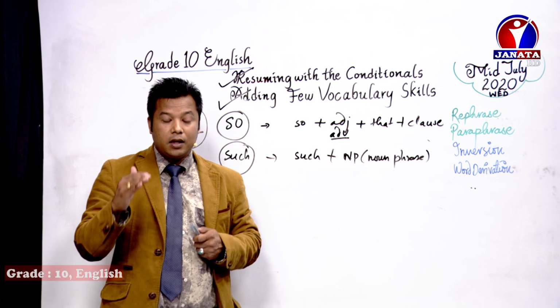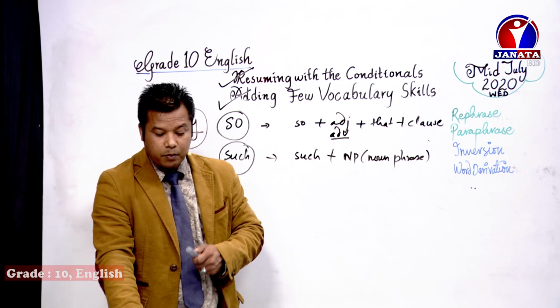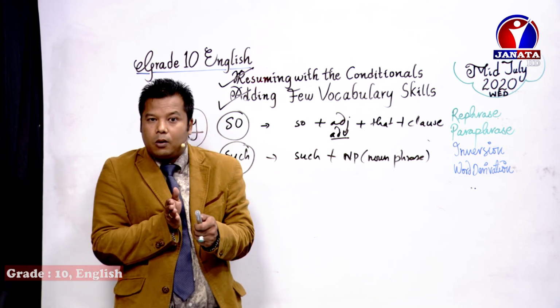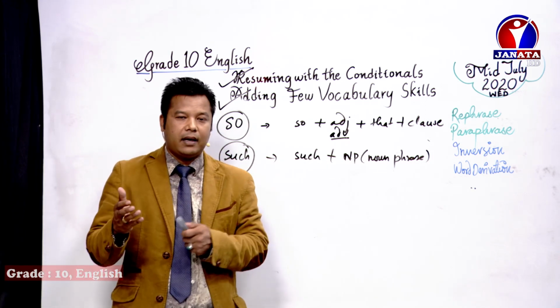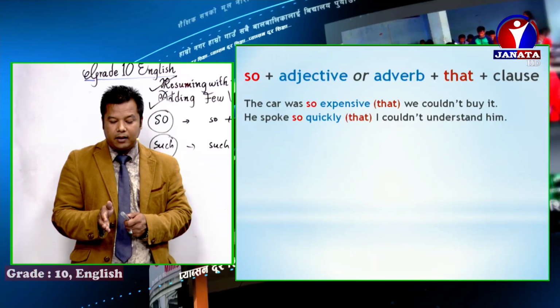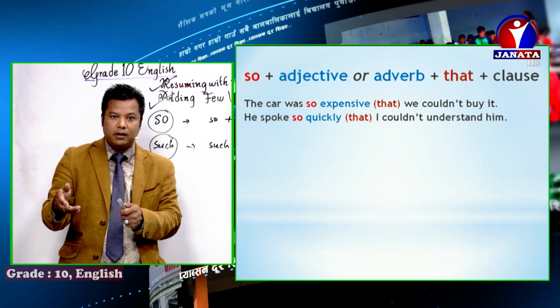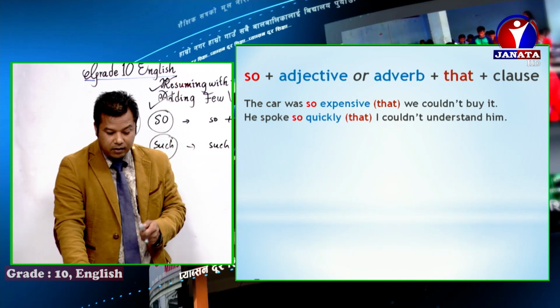The car was so expensive that we couldn't buy it. So expensive. But how do you use adverb? See there? He spoke so quickly. Maybe I'm speaking very quickly right now. Okay, I really don't know, but this is an example. He spoke so quickly that I couldn't understand him. So quickly. Quickly, the ly is the adverb. Okay, adverb of manner, if you have understood me well.